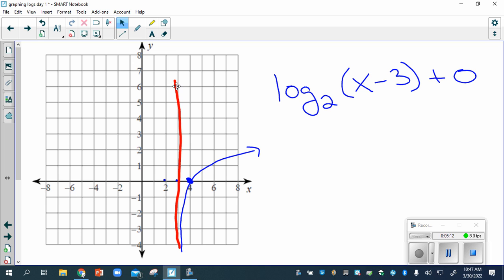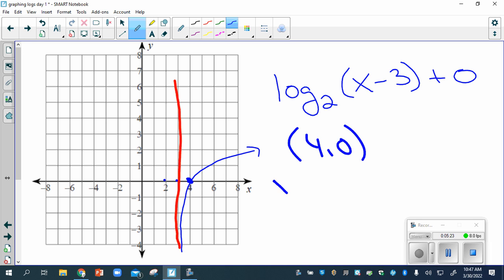So here's what our shift point now is at 4, 0, and our asymptote is at 3.